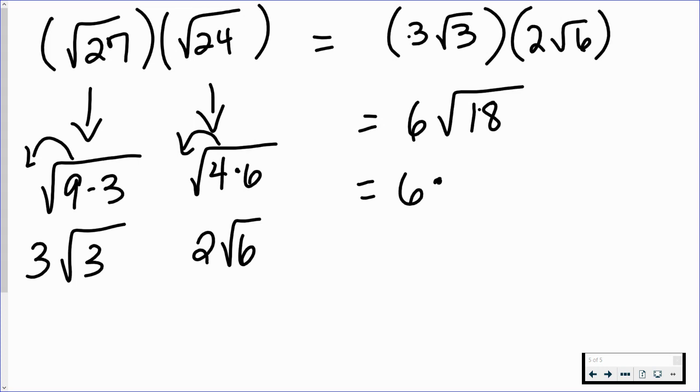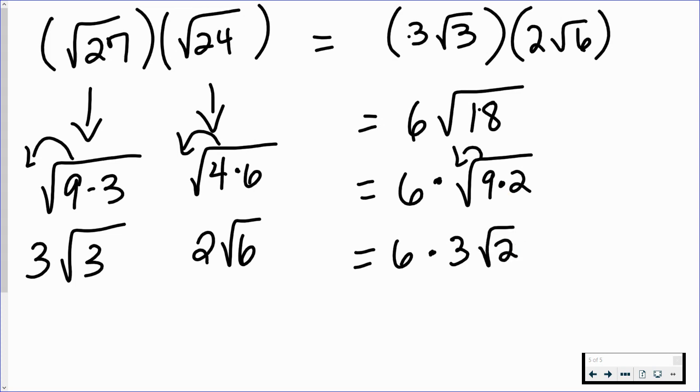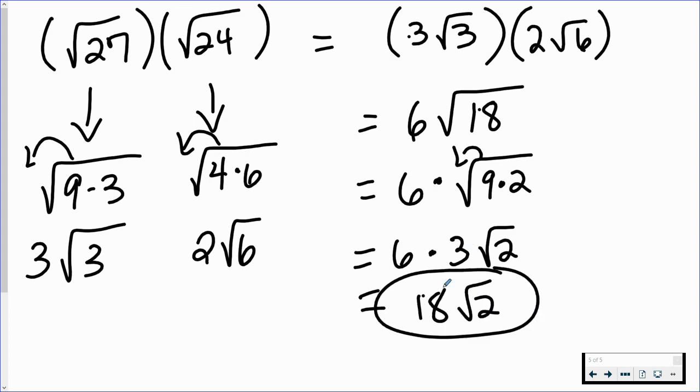18, we know, is 9 times 2. Okay, so the 6 is still on the outside. The square root of 9 we can bring outside as 3, and then the 2 has got to stay inside. So we have one step left. On the outside, we have 6 times 3, which would be 18. So we have 18 square roots of 2 as our final answer.